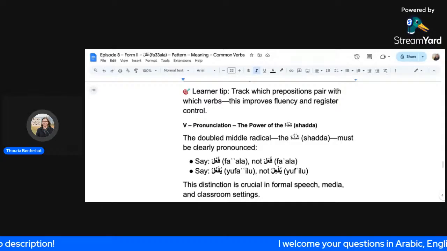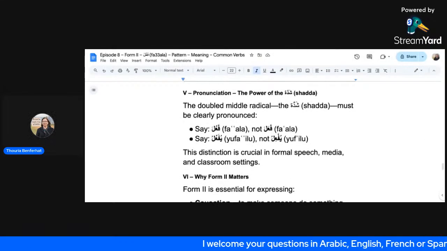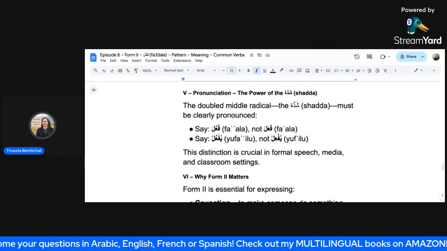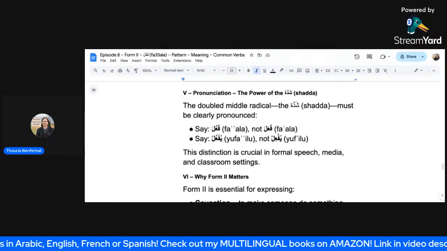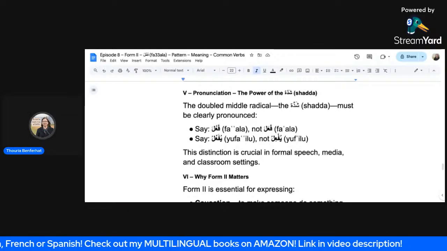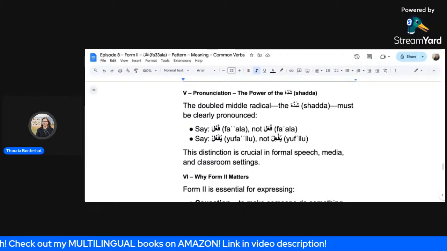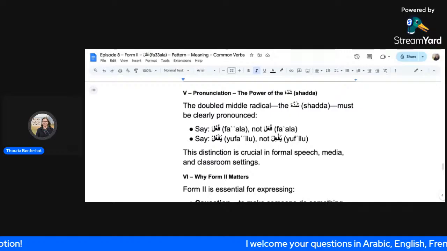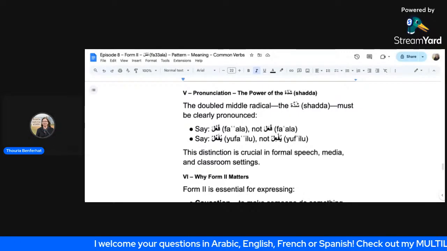The next point is on pronunciation. The power of the shadda. The doubled middle radical, the shadda, must be clearly pronounced. Say faʿʿala, doubling the ayn, not faʿala. Okay? Remember, there is a big difference between these two. So form 2 is faʿʿala with a double ayn. You stay longer on the ayn. Form 1 is faʿala.